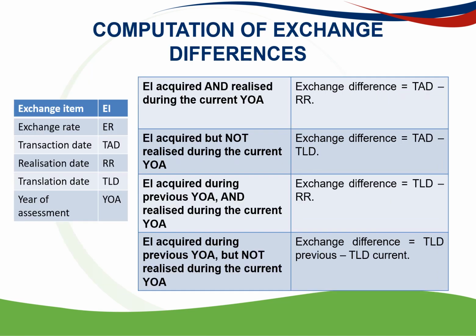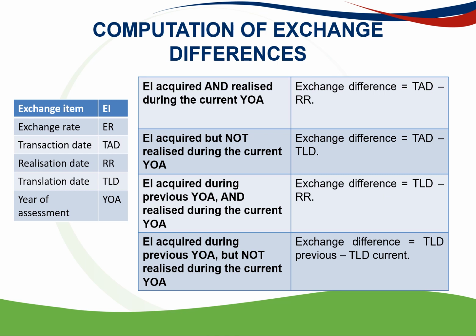Let's look at the computation of these exchange differences. Your exchange item is EI, your exchange rate will be ER, your transaction date will be referred to as TAD, the realization date will be RR, your translation date is TLD, and then the year of assessment is YOA.